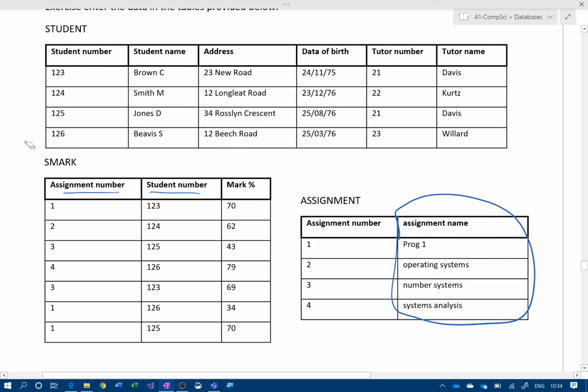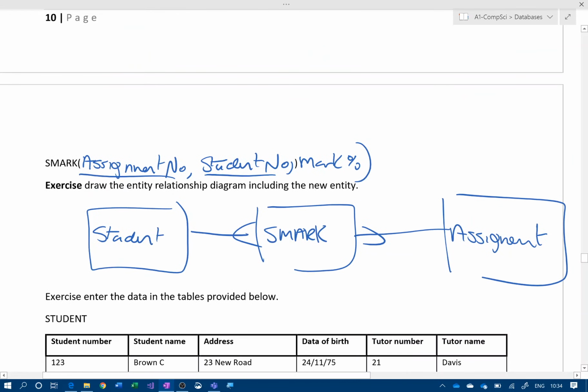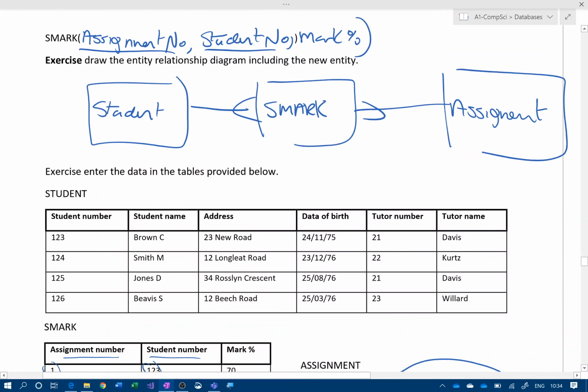And student is still looking good. Now S-mark, yes, we are repeating there, but remember, it says reduce duplication. We can't get rid of it all. So now we've got assignments looking good, students looking pretty good, but S-mark is actually fine as well. So in standard notation, we've got assignment number underlined, primary key, student number underlined, and then the mark percent. And there's the entity relationship diagram.